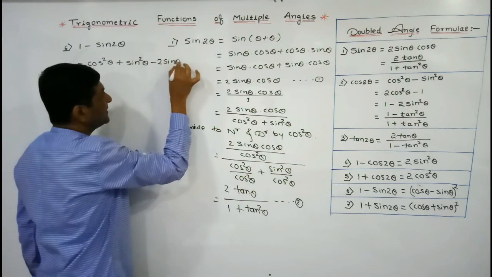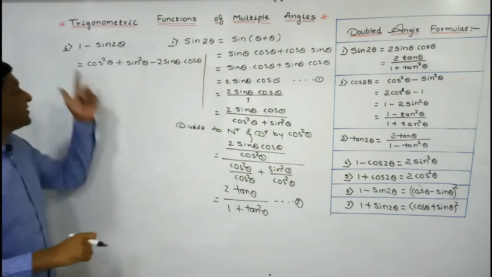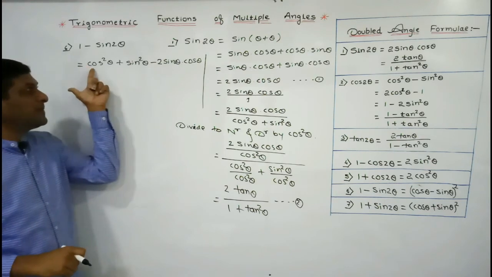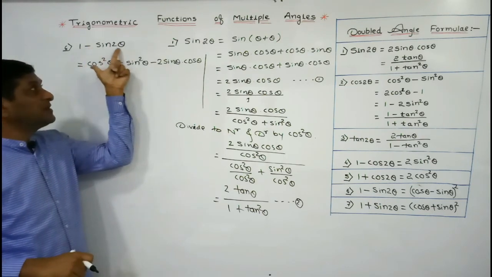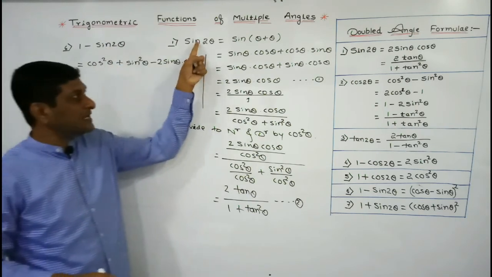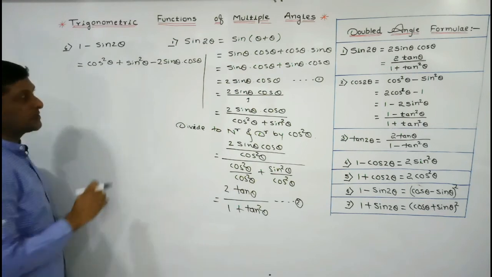2 sin theta into cos theta. Hope you are getting it. Just here we have applied the identity. One can be replaced by cos square theta plus sin square theta, minus keep it as it is. And what is the value of sin 2 theta? We have proved that sin 2 theta is equal to 2 sin theta into cos theta. That value we have substituted here.